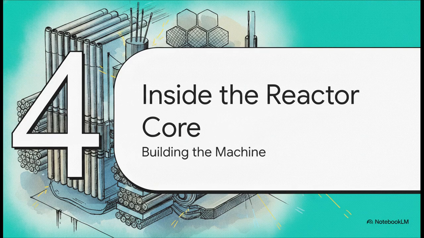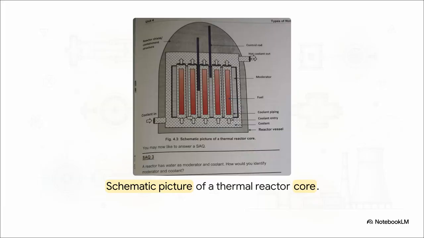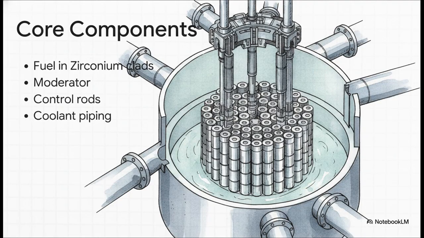Section 4, Inside the Reactor Core. Let's move from the physics to the actual physical machine. All right, here is the heart of the whole operation. What you're looking at is a massive steel pressure vessel. This is the absolute fortress tasked with safely containing the immense thermal energy we are about to unleash. Let's break down what's inside.